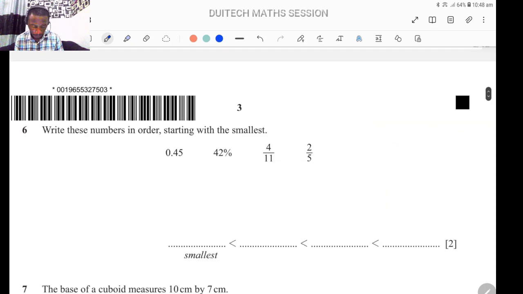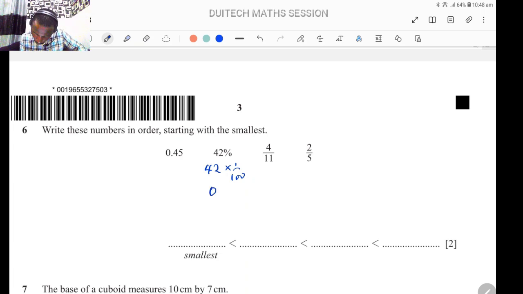Write these numbers in order starting with the smallest number. We cannot determine it from here directly. We have to convert it to fraction. So let's quickly convert. For the percent here, it will be 42 times 1 over 100, which is 42 over 100. 42 divided by 100 will give us 0.42.